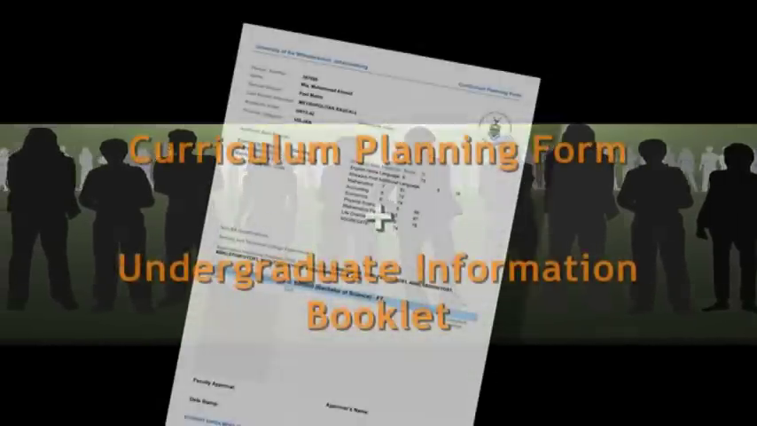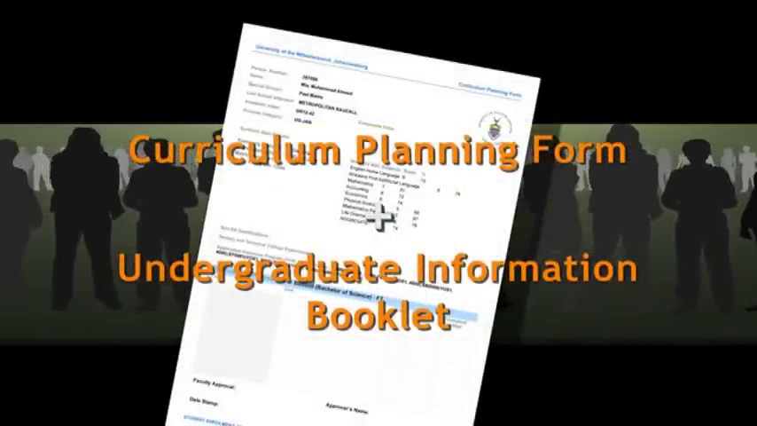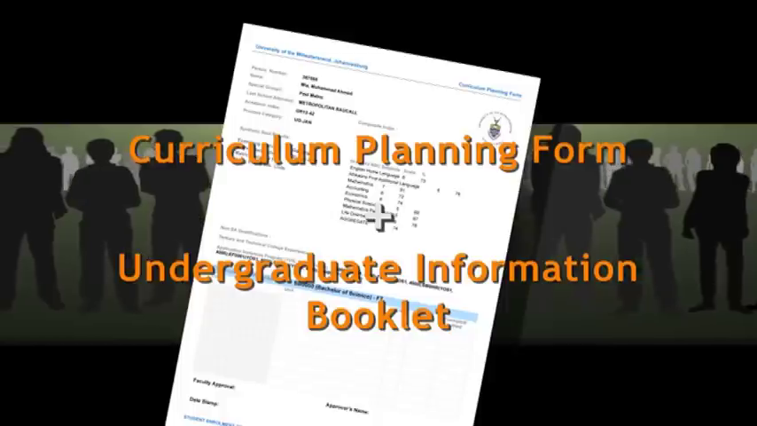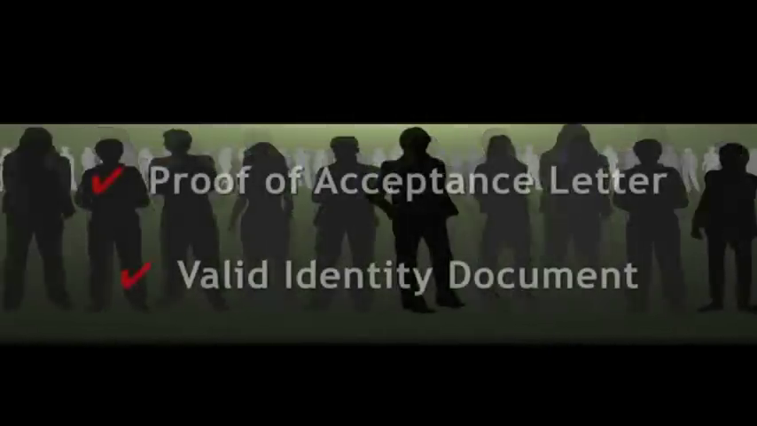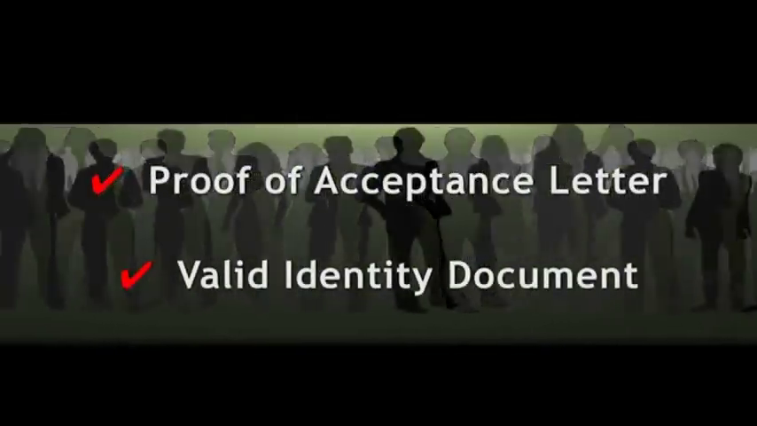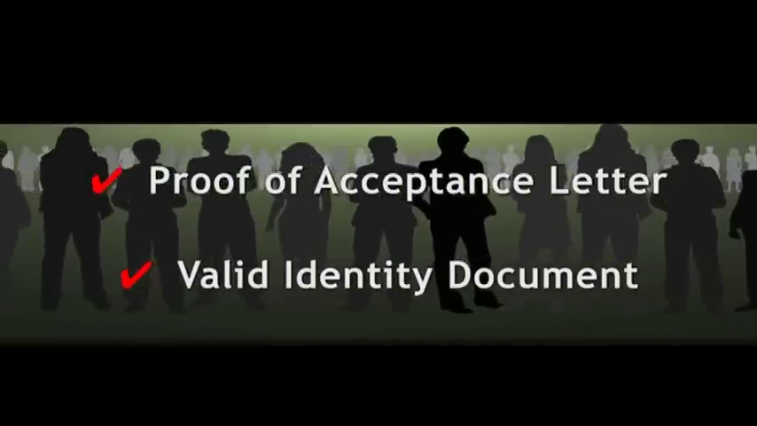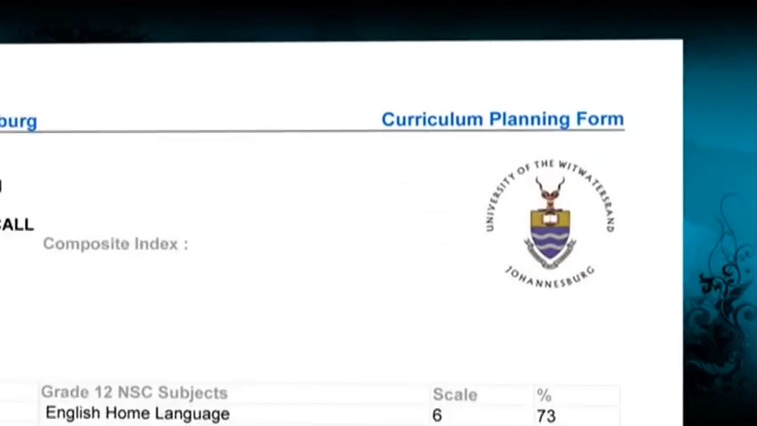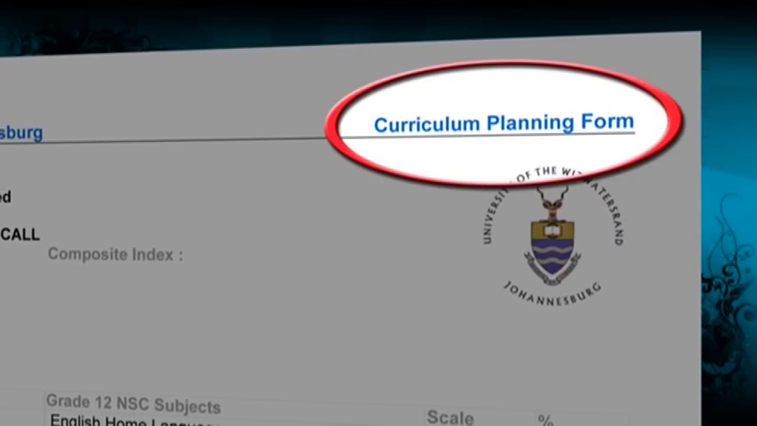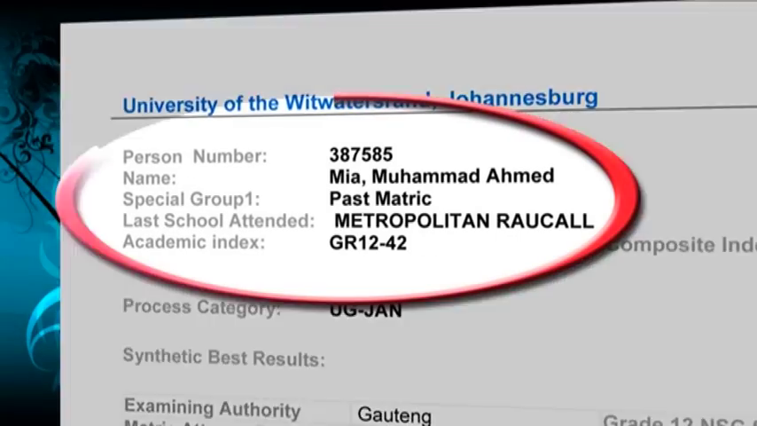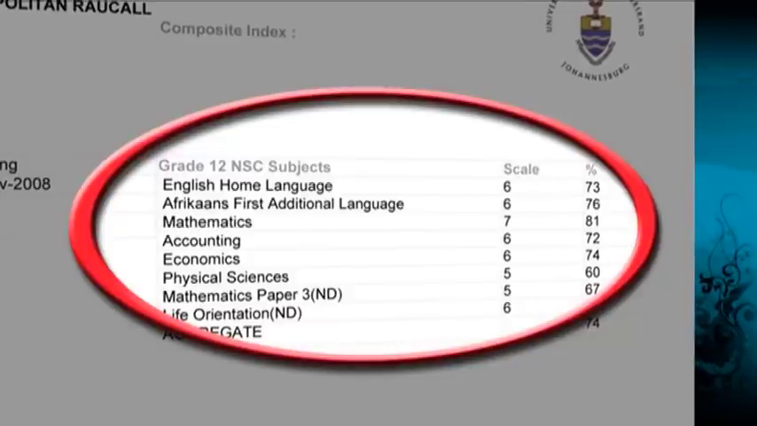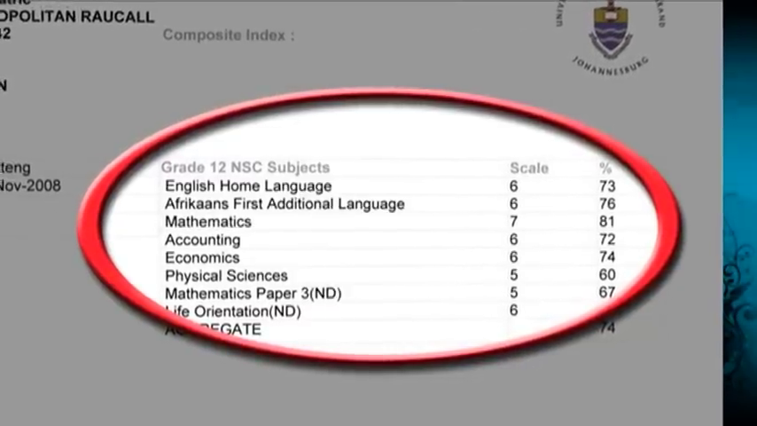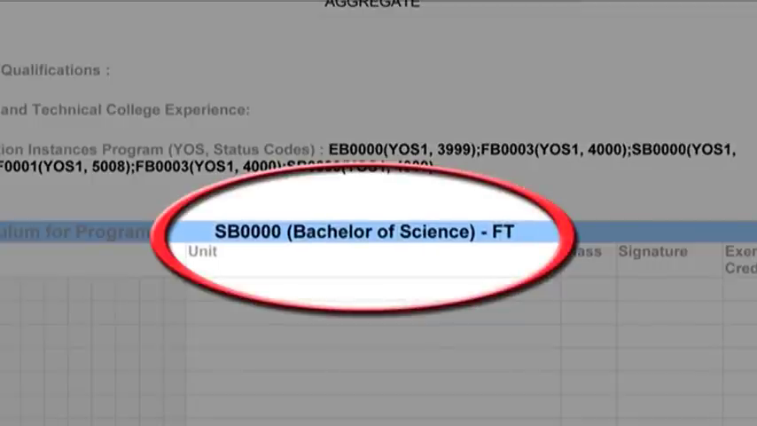Queue at the Faculty Help Desk, clearly labeled Station 1, and collect your curriculum planning form and an undergraduate information booklet. You will need your proof of acceptance letter from the university and a valid identity document for this. Check this form for the following: your names, your person number, your grade 12 or equivalent results. Under curriculum for program should appear SB0000.